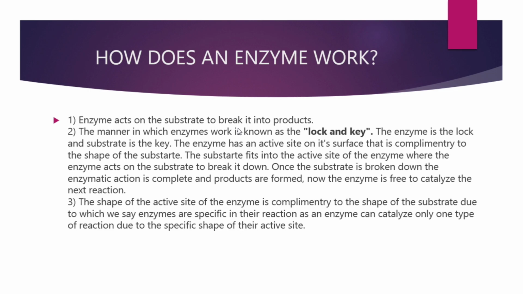The manner in which enzymes work is known as the lock and key model. The enzyme is the lock and the substrate is the key. The enzyme has an active site on its surface that is complementary to the shape of the substrate. The substrate fits into the active site of the enzyme, where the enzyme acts on the substrate to break it down. Once the enzymatic action is complete, products are formed. Now the enzyme is free to catalyze the next reaction.